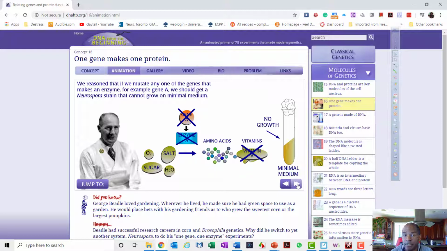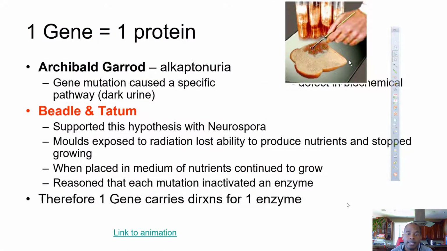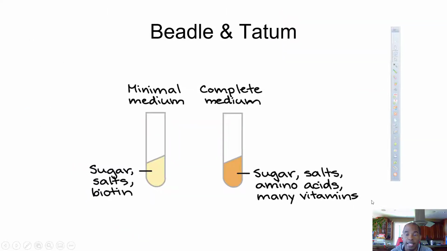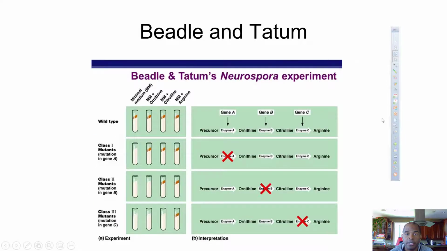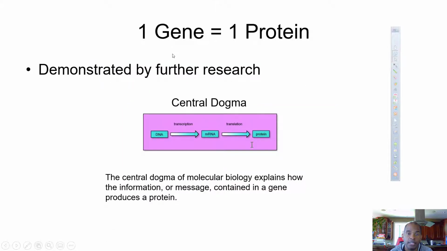And from there, they developed this idea of one gene directs one enzyme. And from that, we eventually learned that it's not just an enzyme that's affected, it's actually a protein. So I would encourage you to take a little bit of time to explore Beadle and Tatum. They're the ones that allowed us to come to the understanding that one gene equals one protein. This is actually not true.